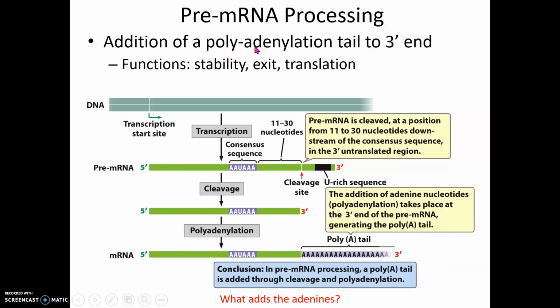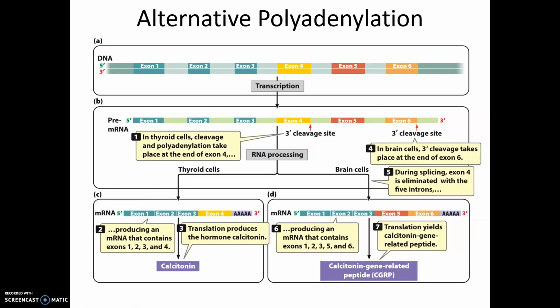The other thing is we have to add a tail. So remember the polyadenylation tail, a bunch of adenines are added to the end. So there's a consensus sequence that tells us, okay, 11 to 30 nucleotides downstream of that is a cleavage site. Cut there, add the poly A tail. There's alternative polyadenylation though. So depending on where you cleave, you can have a longer or shorter mRNA. So here we have one that's exons 1, 2, 3, and 4. Here we have 1, 2, 3, 5, and 6. So this is polyadenylation and alternative splicing.